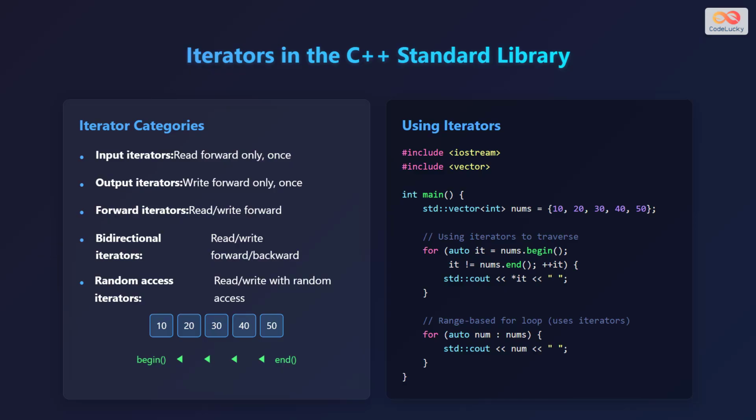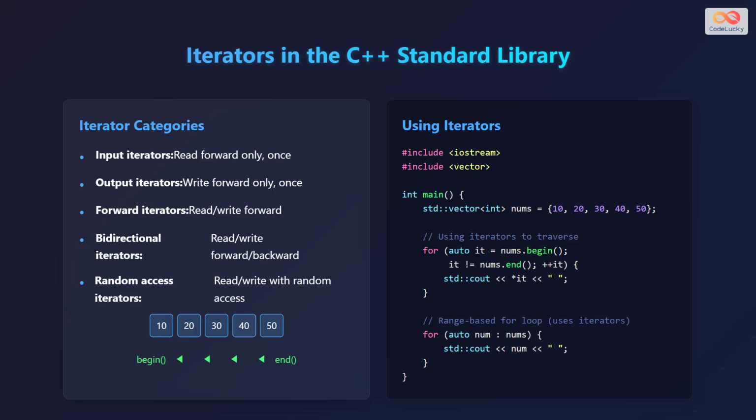Now, let us discuss iterators in the C++ standard library. Iterator categories include input iterators, which read forward only once. Output iterators, which write forward only once. Forward iterators, which read and write forward. Bidirectional iterators, which read and write forward and backward. And random access iterators, which read and write with random access.